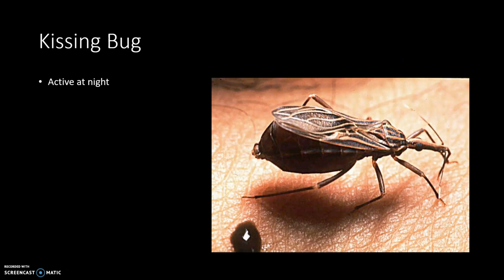Right here is a picture showing the kissing bug. They are active at night, and how they transmit the disease to humans is that after they get their blood meal from you while you're sleeping, they defecate on you. The bite is irritating, so you scratch it, and you scratch the feces into the wound, and the parasites are located in the feces.